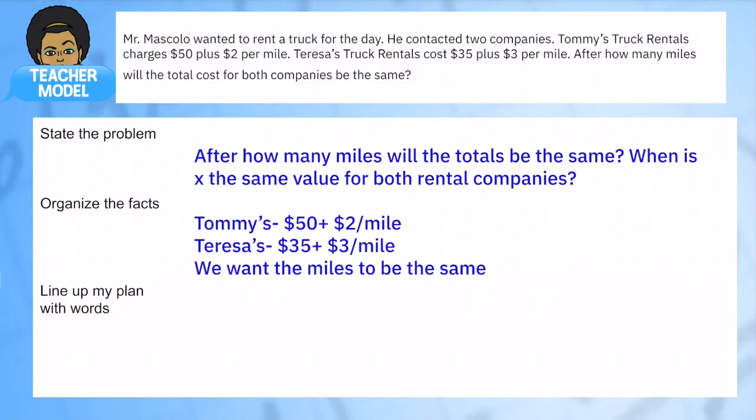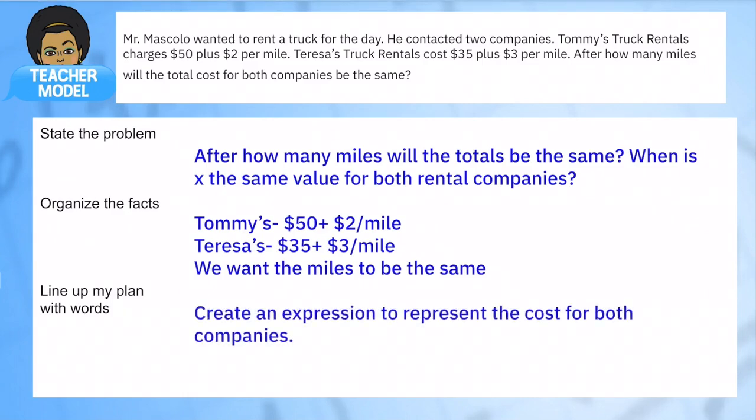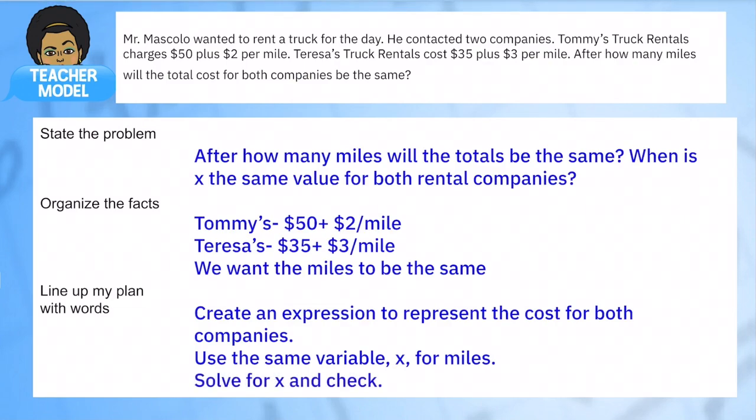So since I know the miles are what change, I'm going to think about that. If miles are X, the first one is going to be 50 plus 2X, and Teresa's is 35 plus 3X. And I want to know when they're both exactly equal to each other. So that's going to be my plan. I'm going to create the expression for both companies, and then I'm going to use the same variable X for both miles and solve through the problem. So hit pause so you can jot this down, and then let's put this plan into action. We're going to solve for X and actually check.